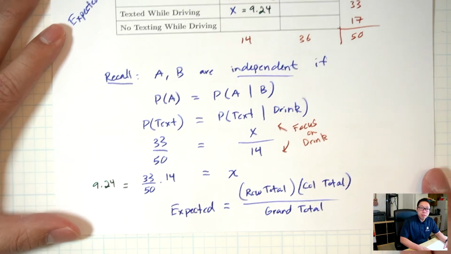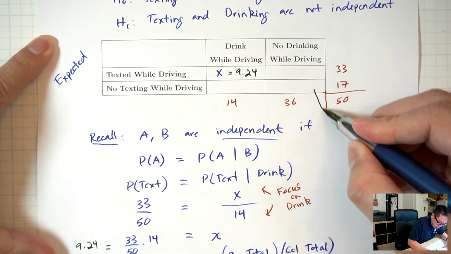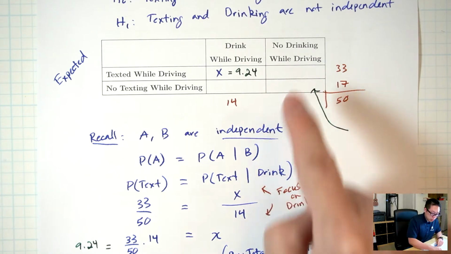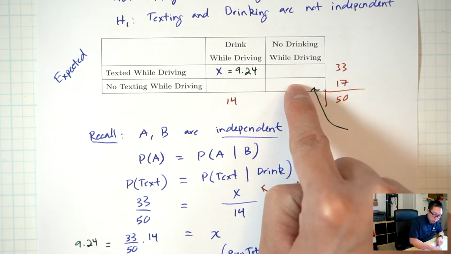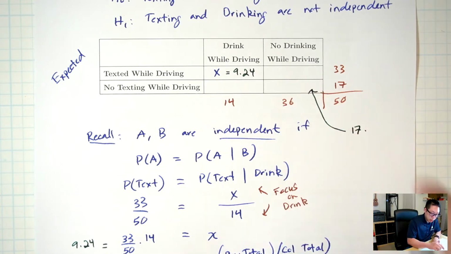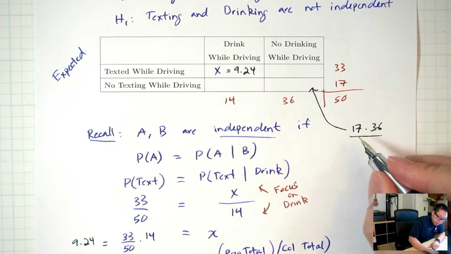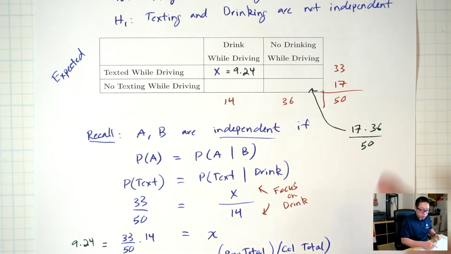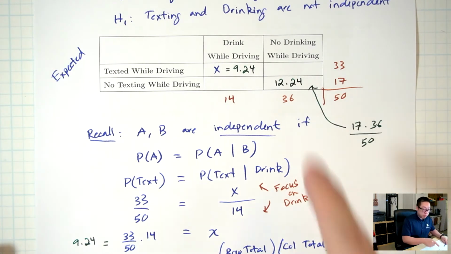Okay, so let's see how we fill in one of these other boxes. Let's fill in the bottom right box. To fill in that bottom right box, instead of having to go through the algebra, we can just go row total. So the total of the row that contains this box would be 17. The row total, 17, times the column total of this box. Column total would be 36. And then divide by the grand total, which is the 50. 17 times 36 over 50 is 12.24. Okay, and that's how you fill in the other two boxes also.